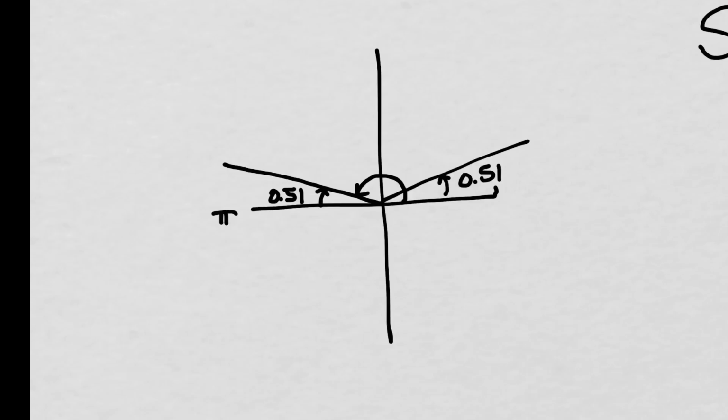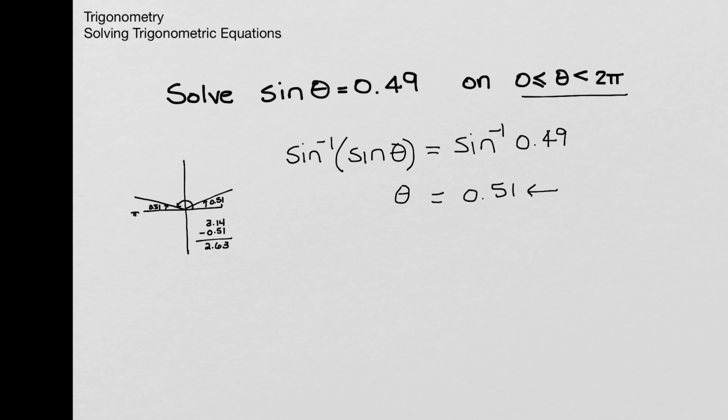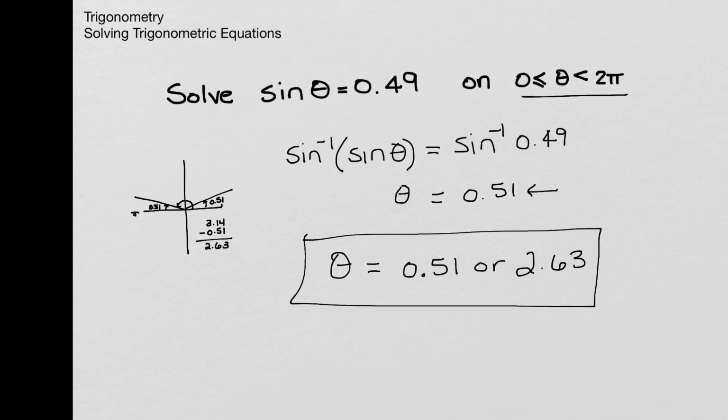So when I take 3.14 minus 0.51, then I get 2.63. So that's what I've got for my two solutions for this particular problem. So theta equals either 0.51 or 2.63. And that's my first solution there.